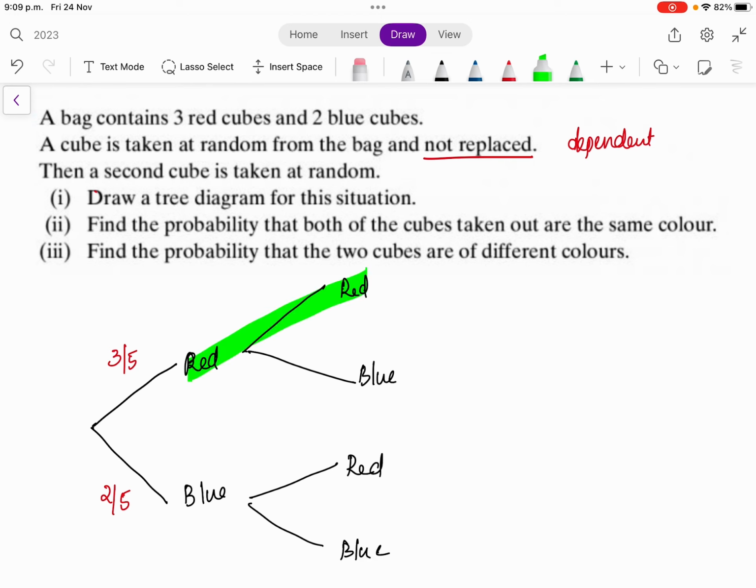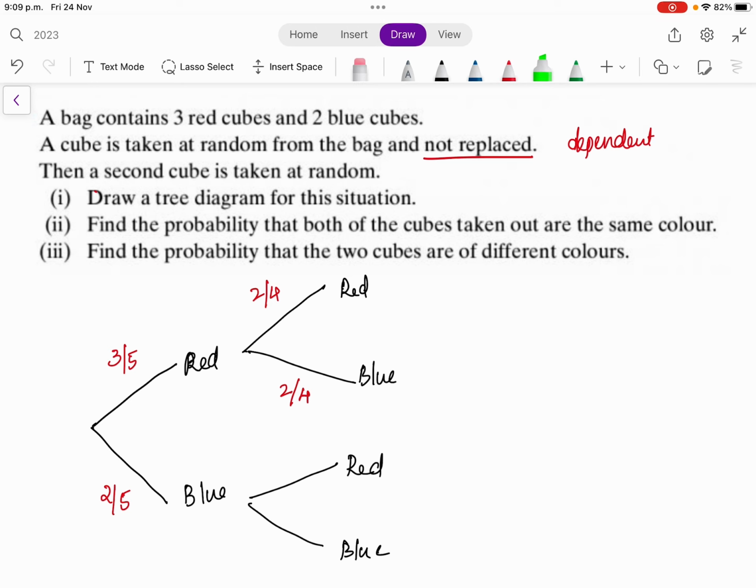So let's work on this one first. So you already have taken a red cube. So the number of red cubes is 2 now, and the total number of cubes will be 4. So it is like 2 over 4. And for the next branch, what will happen? The first time you have taken red, so the number of blue cubes haven't changed, so it is 2 over, and the total number of cubes is 4. So again that is 2 over 4.